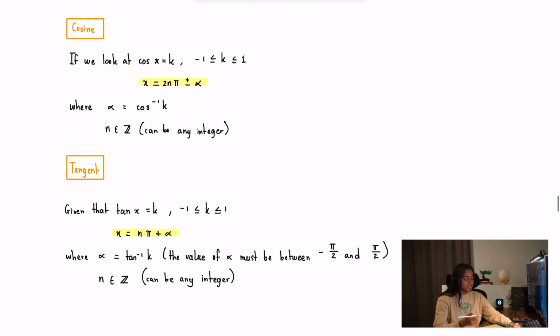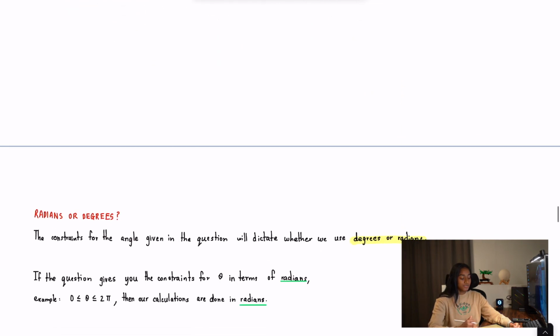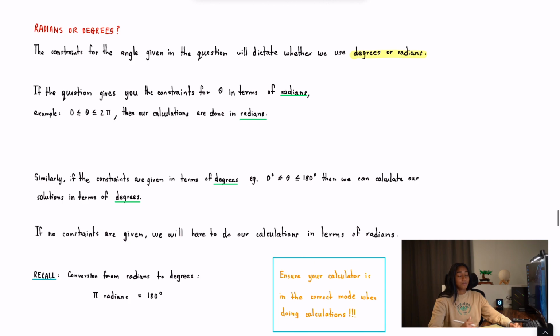So for tangent, I think this is definitely the simplest one. x is equal to n pi plus alpha, given that k is between -1 and 1, and alpha is equal to the inverse of tan k. The value of alpha, of course, must be between these values, and n can be any integer. We're going to look at examples of that later.